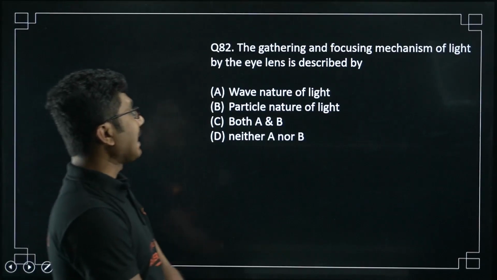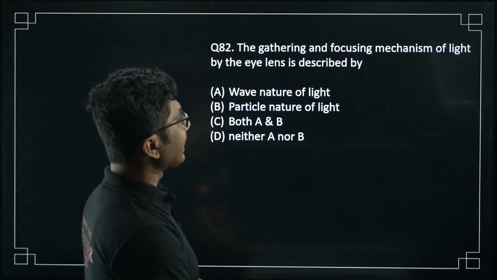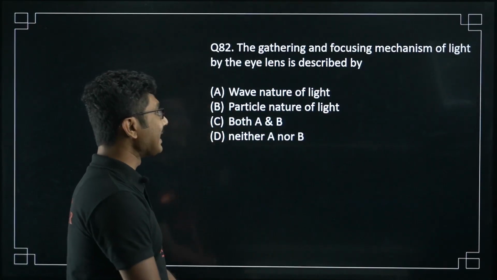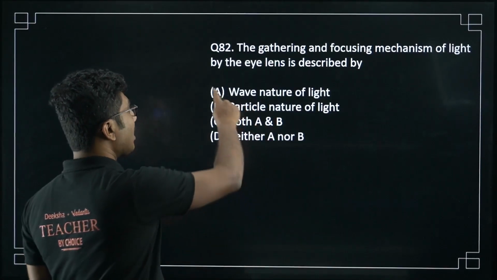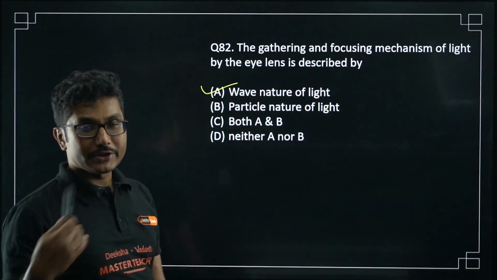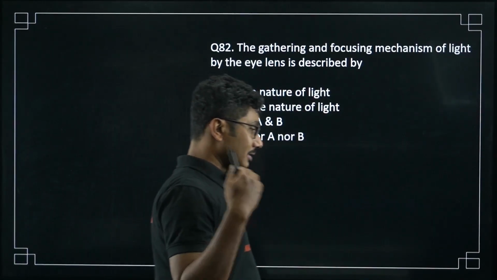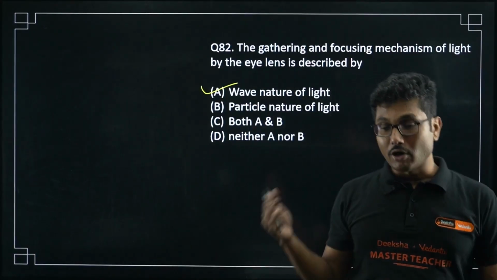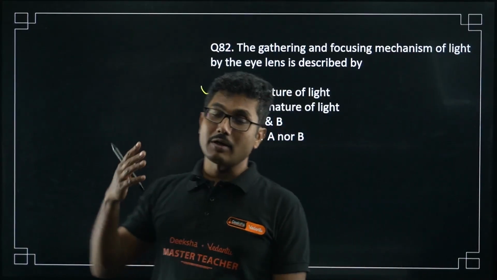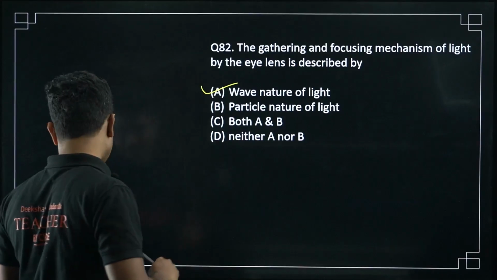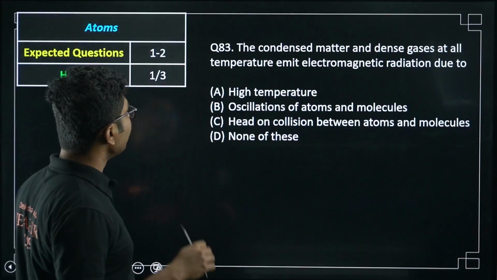Next, the gathering and focusing mechanism of light by the eye lens is described by, so this is a part that is dependent on the wave nature of light. The visualization of color by rod and cone cells, that is dependent on the wave nature of light. If you have read NCERT, you know the answer.